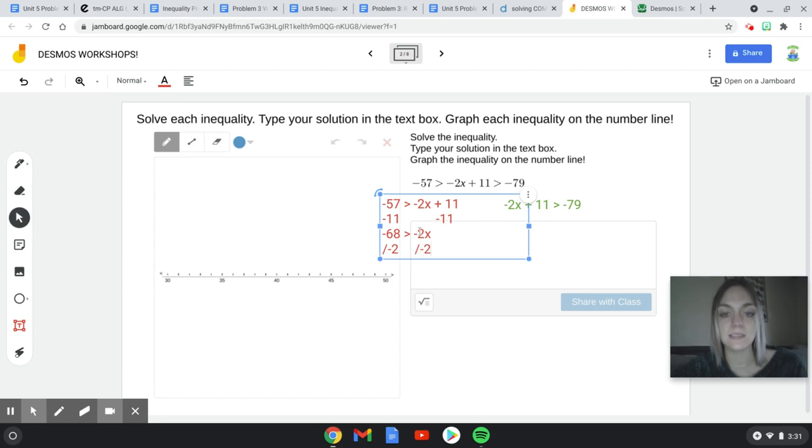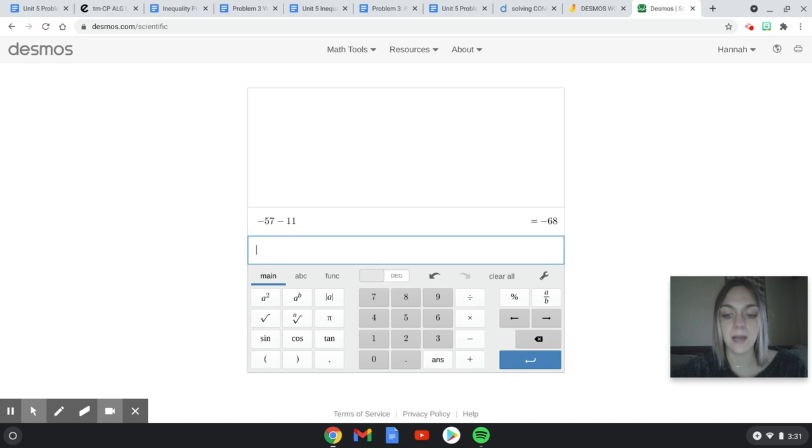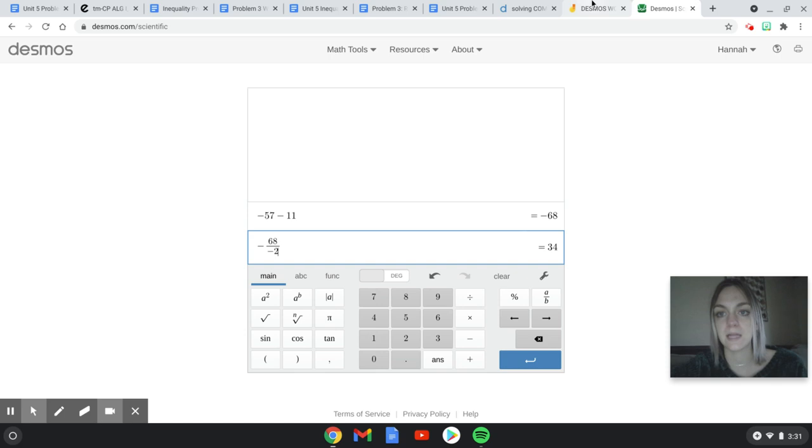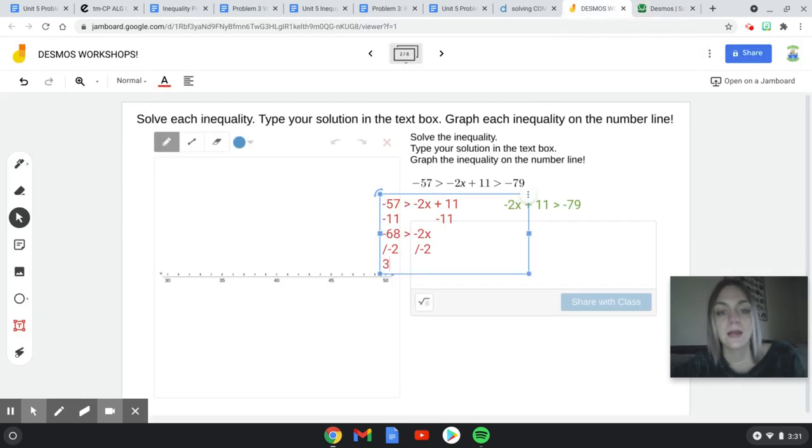So obviously these negative 2's are going to cancel out, leaving me with just x. But I'm going to put into Desmos negative 68 divided by negative 2. And I get my answer is 34. Now remember, whenever we divide by a negative number in this last step, we have to flip our inequality sign. So I'm flipping my inequality sign. Notice how it is the opposite. And then, like I said, these negative 2's cancel out. So for the left side of my inequality, I get that 34 is less than x.